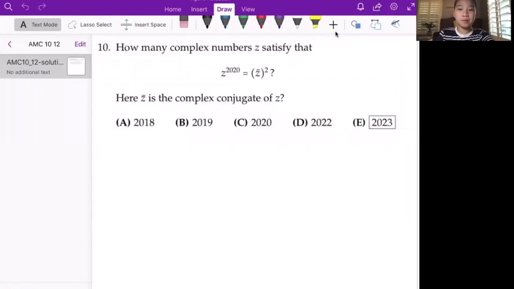How many complex numbers z satisfy that z to the 2020 is equal to the conjugate of z squared? Here, the conjugate of z is the complex conjugate of z.